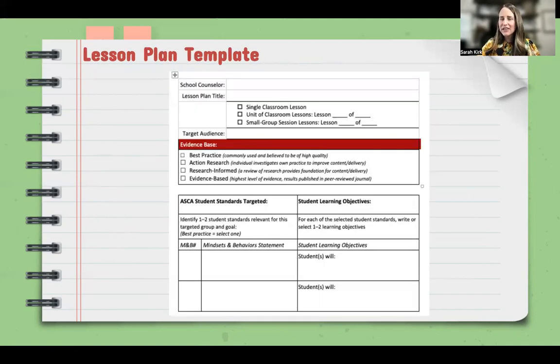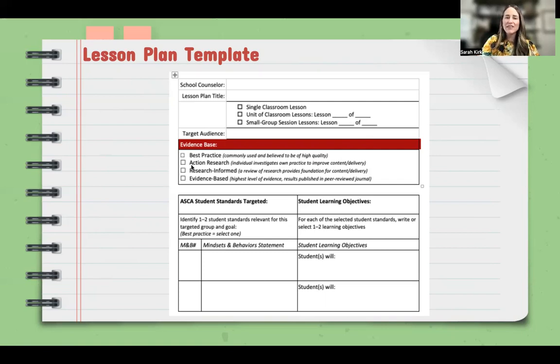So this is what it looks like. If you don't have this downloaded, you can just go to ASCA's website and download the template. And you can see here that you can work your way through, putting your name, your lesson plan title. Then we're doing small groups, so you'll check the small group box there, and you'll say which lesson this is. So if it's lesson 1 of 6, just write 1 of 6.